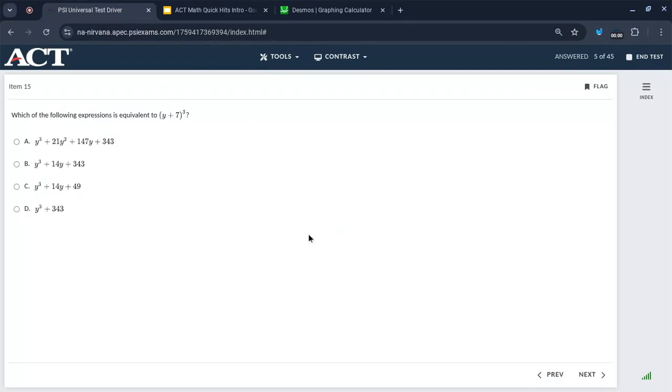All right, today's question asks: which of the following expressions is equivalent to (y plus 7) cubed? What we have here is a binomial, two terms, that is being multiplied by itself 3 times. That's what the exponent of 3 represents.